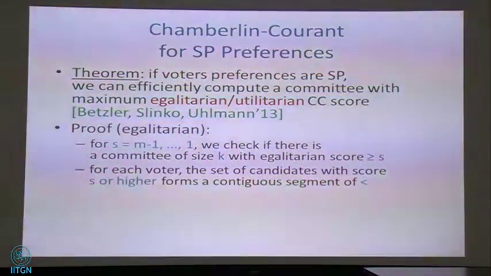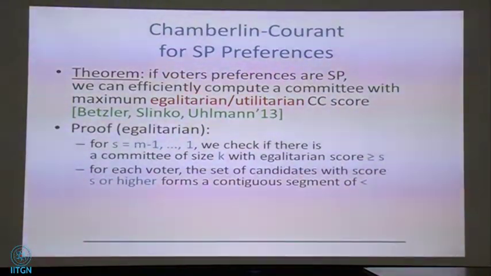So let me look at a voter. I have my single-peaked preferences, so I don't have a picture here, but by now you can imagine it well enough. Okay, so what are their committees? For each voter, who are the candidates who have score S or higher, right? These are the candidates that appear in the top m minus S plus or minus 1 positions, right? So this is a prefix of that voter's preference. That's a contiguous segment in our single-peaked universe, right?